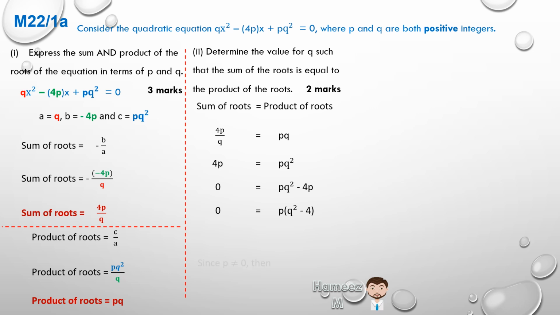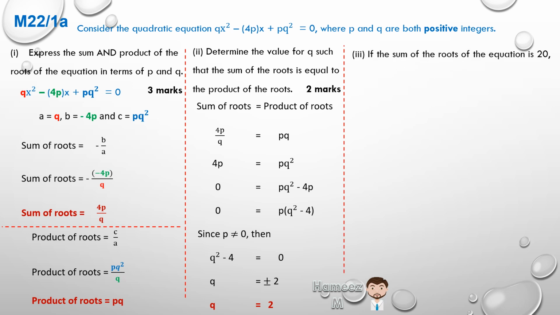Since p is not equal to 0, because in our top line they said that both of them are positive integers, it means that the brackets must be equal to 0. So q squared minus 4 is equal to 0. So q is equal to the square root of 4, which is plus or minus 2. And just as we said above in the top line, that q is a positive integer, then q could only be plus 2.